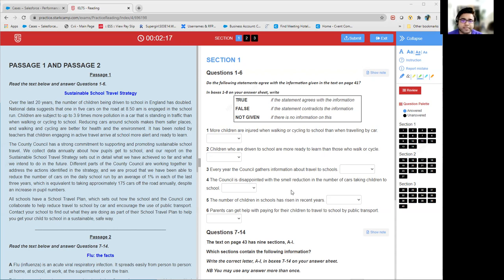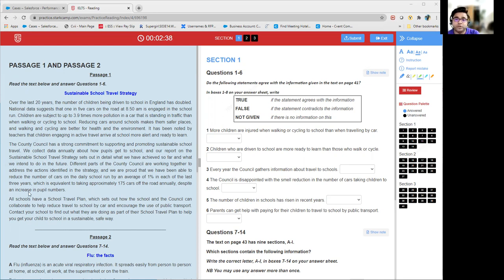And not given means that this particular statement does not appear anywhere in the passage. That's the reason why it's not given. So true means that it has the same meaning in the passage. False means that something relevant to this text is there, but it may be of a different meaning or maybe incomplete, and not given is not given there at all. All right. So we'll talk about solving these questions.